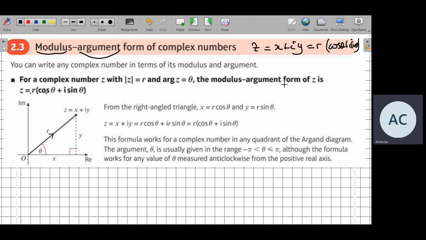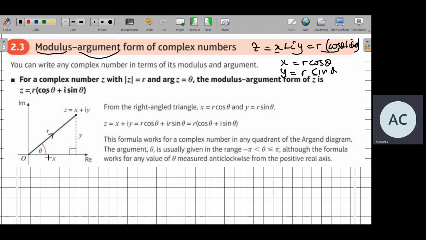You can actually deduce that x is equal to r cos theta, and y is equal to r sine theta. That's easy to see from the Pythagoras theorem.